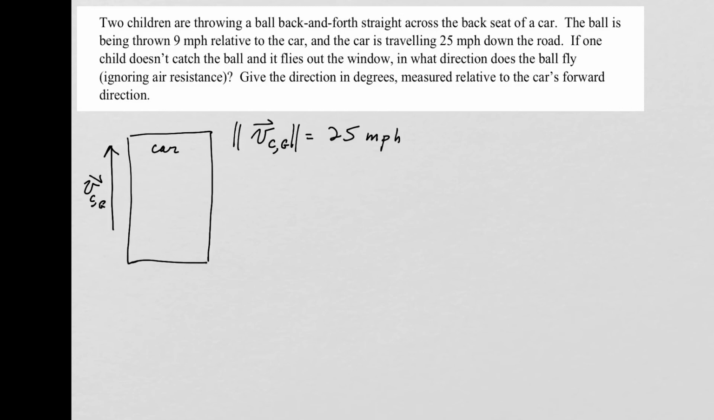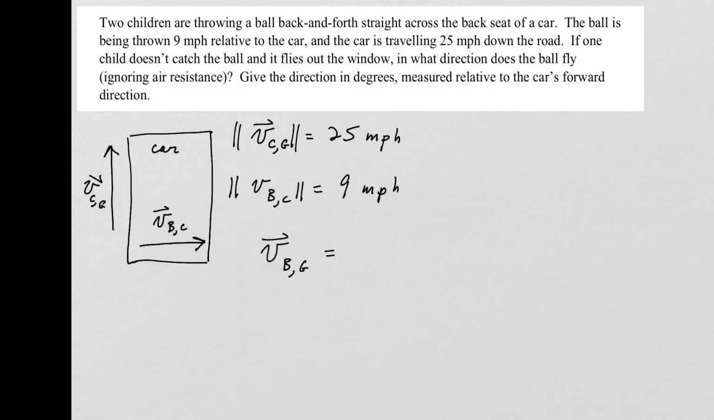And then the kids are in the back seat. Let's say they throw a ball. Let's say the ball is going to the right, and it goes out the window. So it's going in this direction. So this would be the velocity of the ball relative to the car. And that magnitude, velocity of the ball relative to the car, that's going to be 9 miles per hour. So ultimately what we want to figure out is the velocity of the ball relative to the ground.